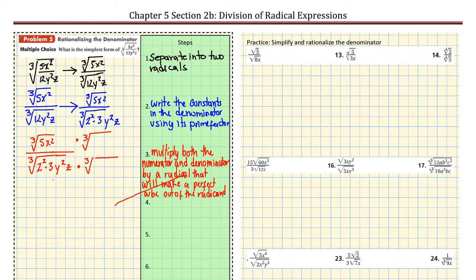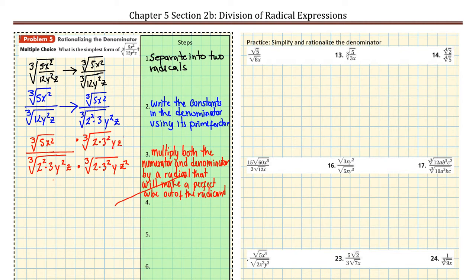So in order to make 2 squared have a power of 3, we need to multiply it by 2. In order to have 3 have a power of 3, we need to multiply it by 3 squared. In order to have y squared have a power of 3, we need to multiply it by y to the first. And in order to have z have a power of 3, we need to multiply it by z squared. And whatever we do to the top, we have to do to the bottom. So the top gets the same thing.